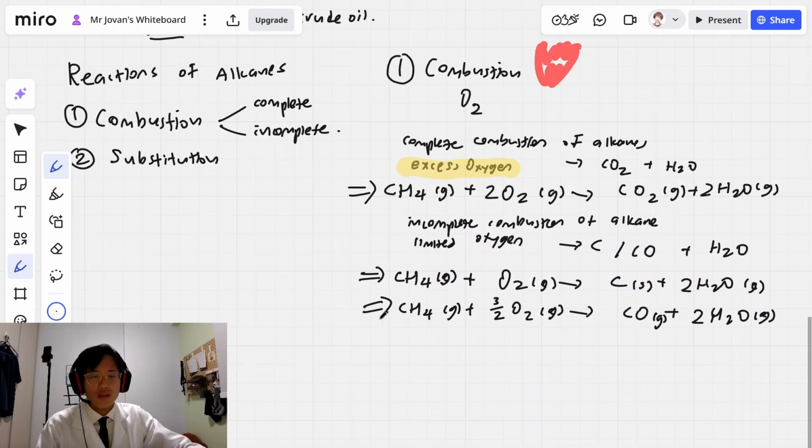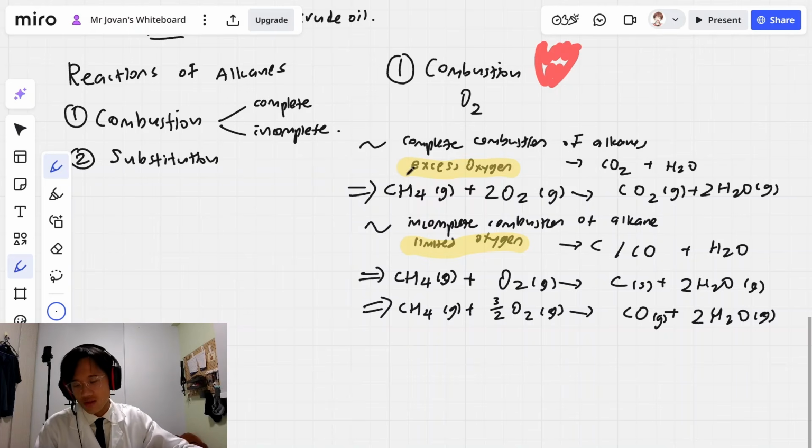So these are the two possible products of alkanes undergoing combustion. One is when in excess oxygen, one in limited oxygen. At the end of all this, I'm going to draw a mind map to connect everything. For now, I want you guys to write these down into your notes because it's important.